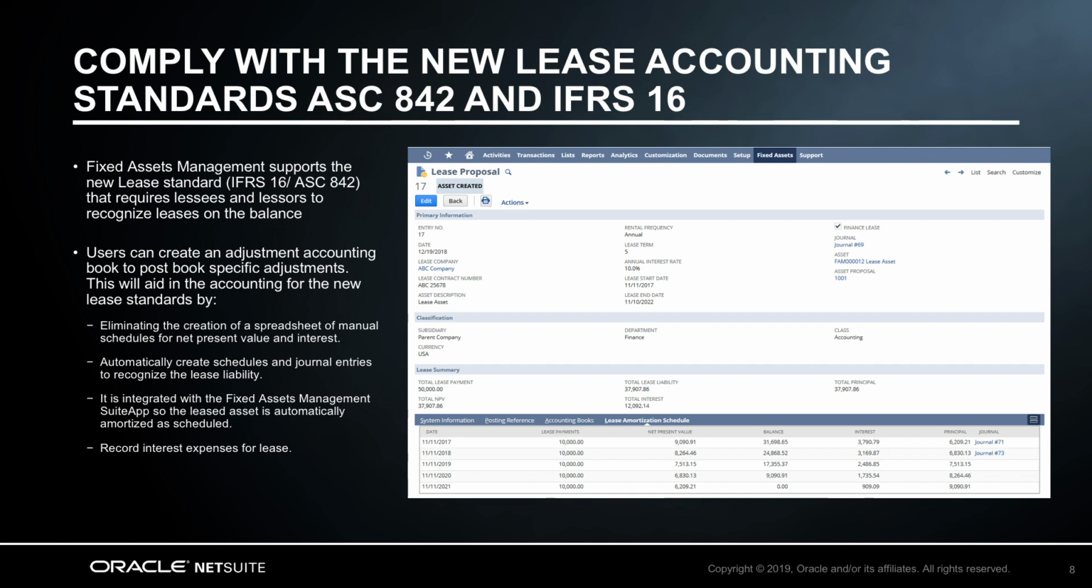The 19.1 feature introduces a new record called Lease Proposal. This stores the lease information, including lease company, lease contract number, lease term, start and end date of the lease, as well as if it is a finance or capital lease. Users can enter their lease payments and NetSuite will compute the net present value and interest automatically. It also automatically creates the corresponding lease journal entry to recognize the lease and the lease liability. Lease assets are amortized as scheduled and go through the complete asset lifecycle.